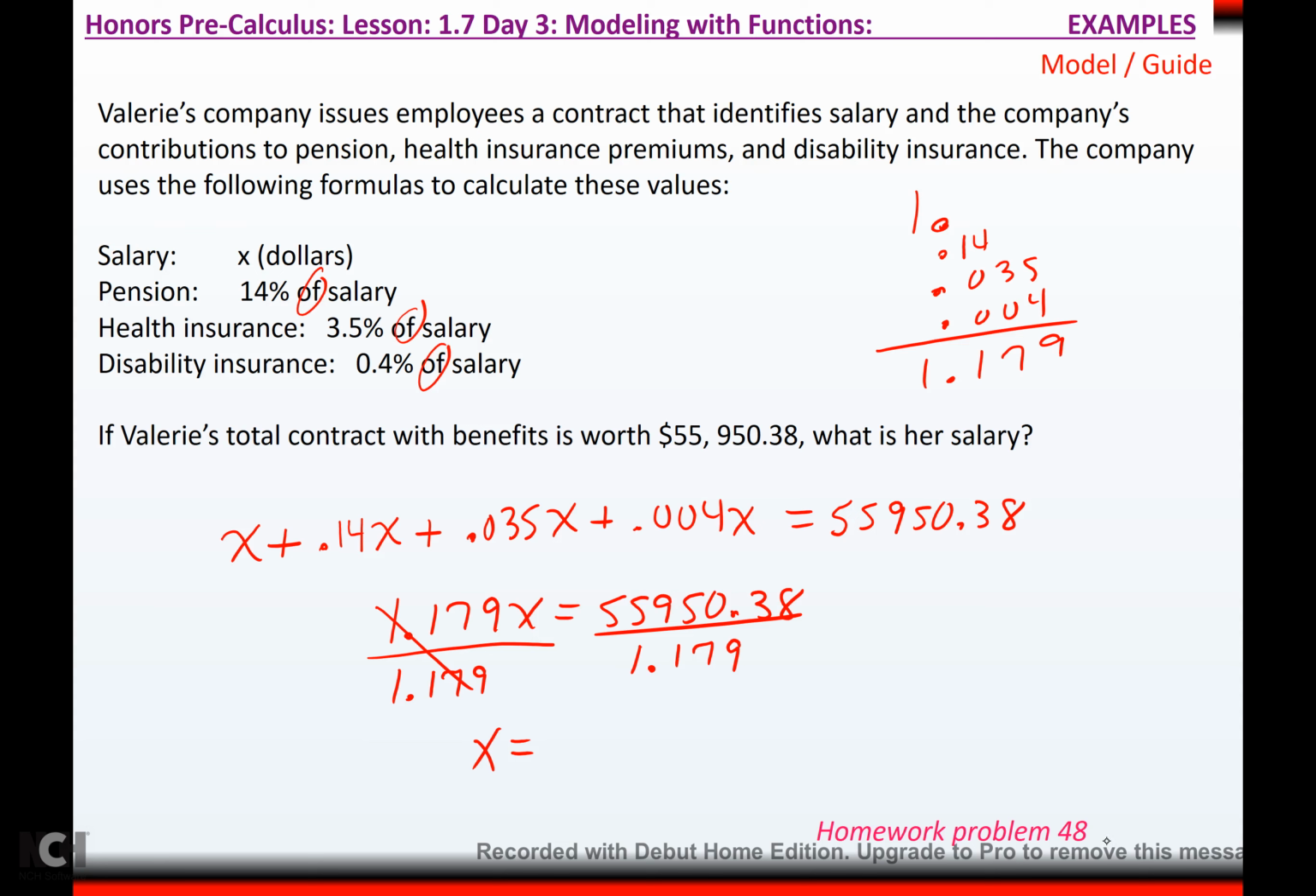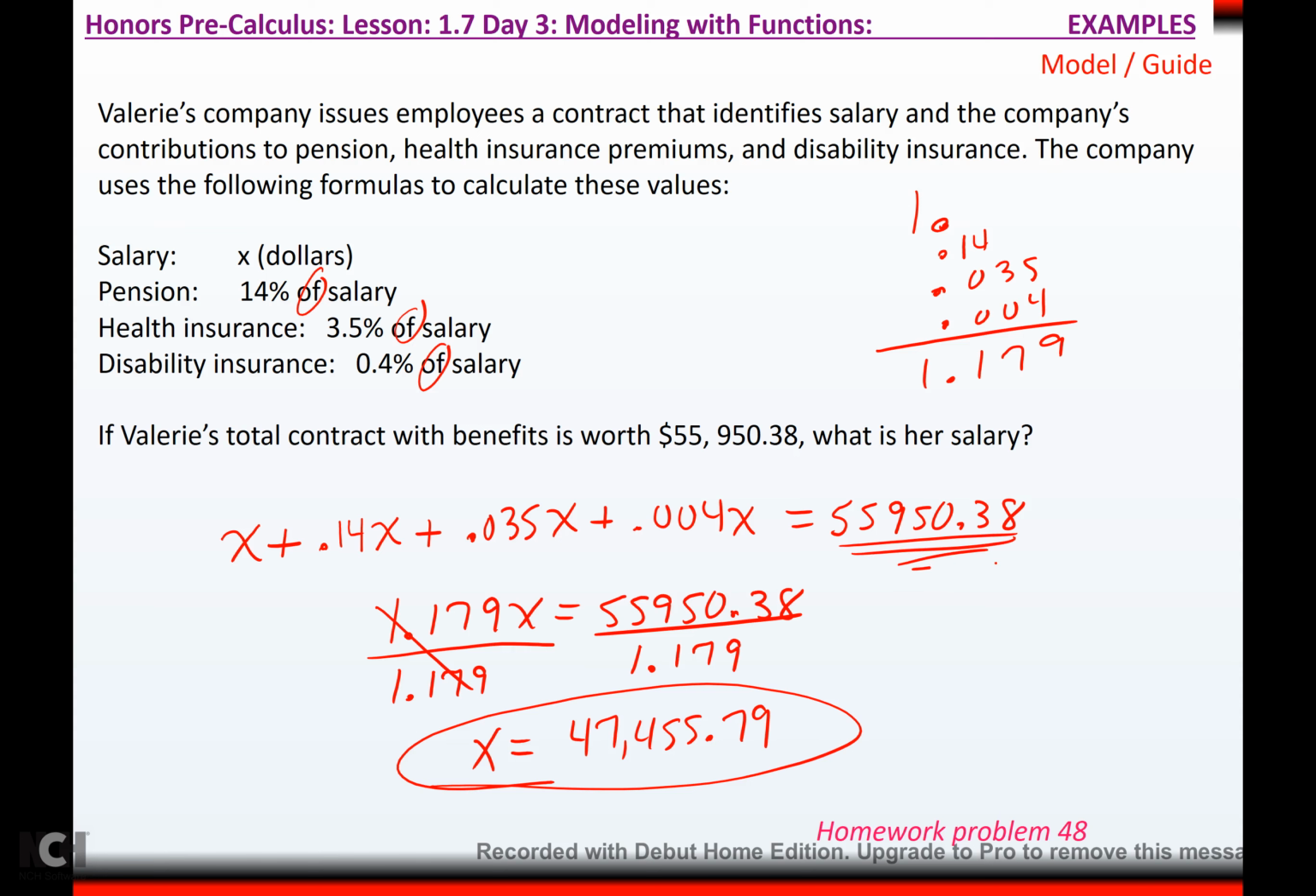Sorry, I need to get my calculator. So if I type in 55950.38 divided by 1.179, I get x equals $47,455.79. That's her original salary.